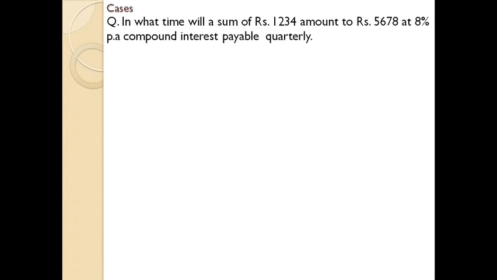Next case: in what time will a sum of rupees 1234 amount to rupees 5678 at 8% per annum compound interest payable quarterly? In this question you need to find the time, and the amount of 1234 is converted into 5678. So this one is the principal amount and this one is the final amount. Rate of interest is 8% and it is payable quarterly. Remember, whenever the rate is based on a quarterly basis, you need to consider the rate and n accordingly.